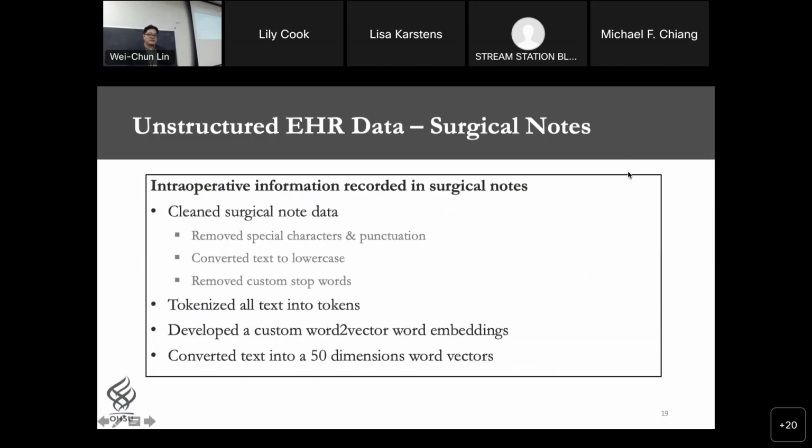For the unstructured EHR data, we focus on the surgical note. Surgical notes contain intraoperative information and might be useful for the long-term outcome prediction. After data cleaning, we tokenize our raw text and develop a custom word-to-vector model using the CBOW method. And we create a 50-dimension word vector, and this word vector will be input to the prediction model later.